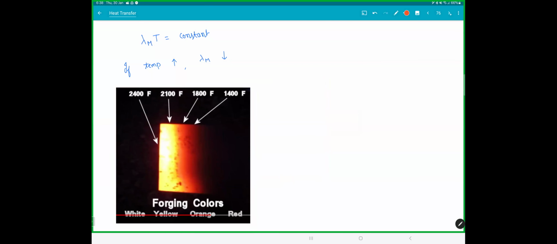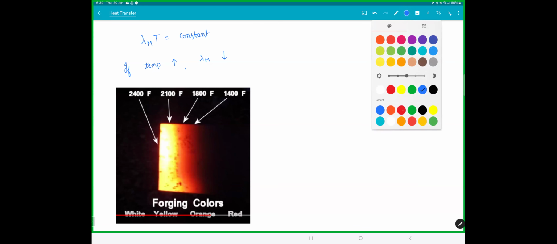This is a heated metal. This is 1400 degrees Fahrenheit, almost reddish. 1800 yellow, 2100, and 2400 becomes white. That's the order there. 1400 degrees Fahrenheit, so I think that must be around 600, 700 Celsius, I guess. Blue, you need more than 4000 degrees to see. Blue is damn hot.